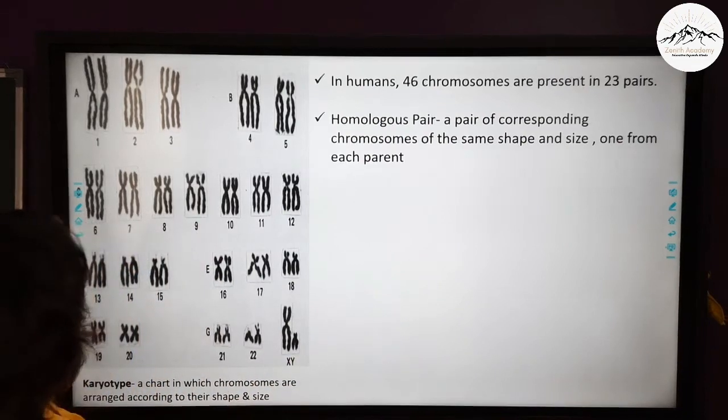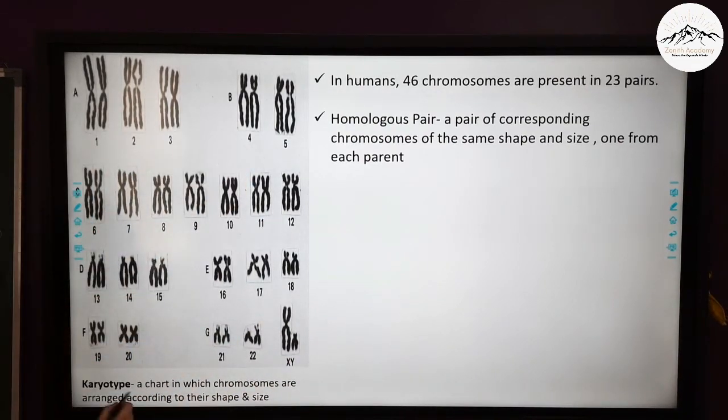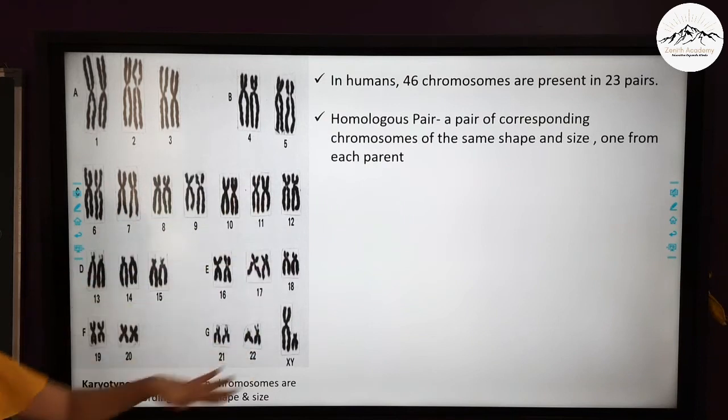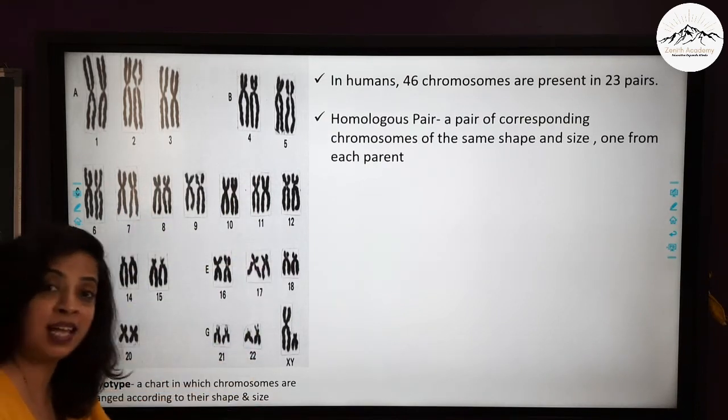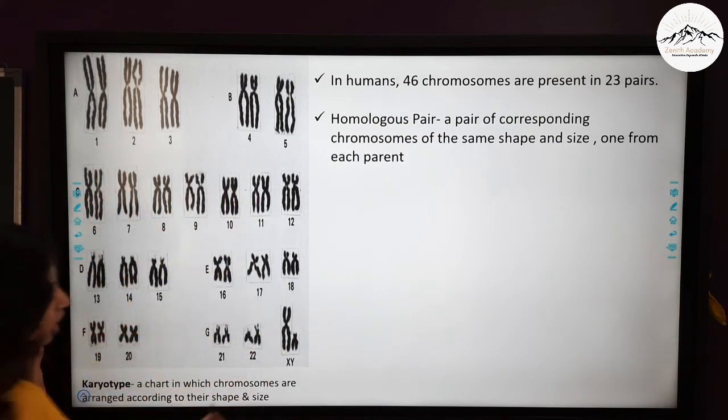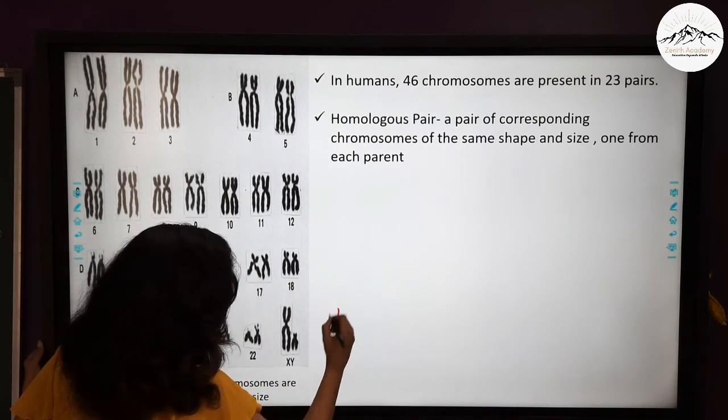Now, here this is a karyotype. Now, what is a karyotype? Karyotype is a chart in which chromosomes are arranged according to shape and size. Right. So, this is a karyotype of a boy child.